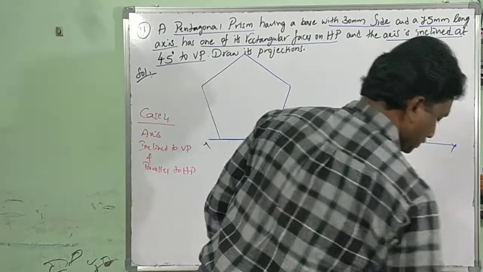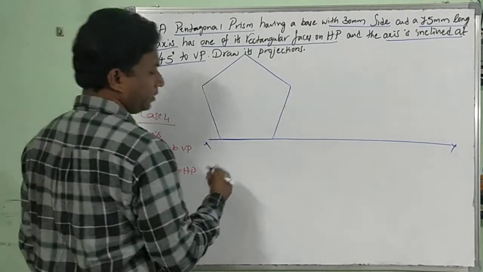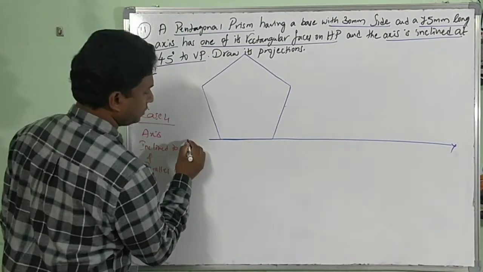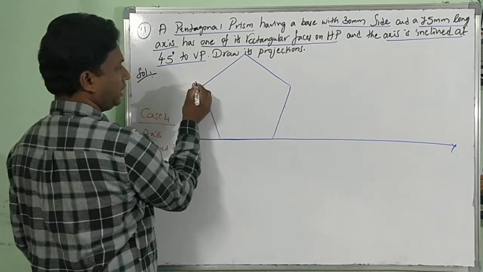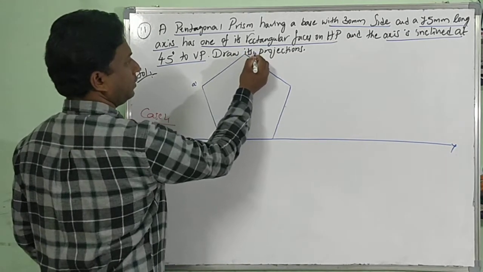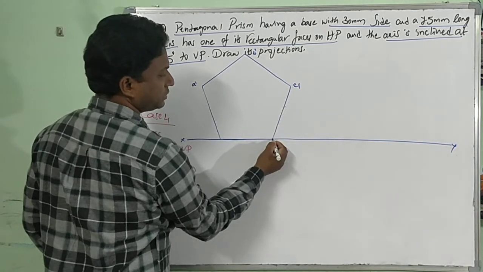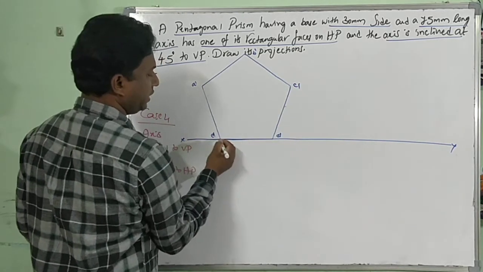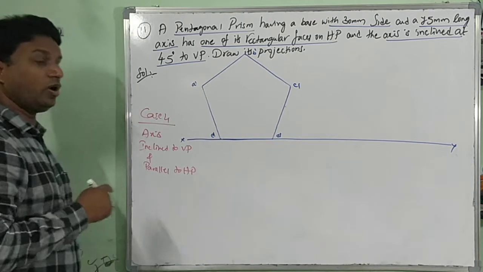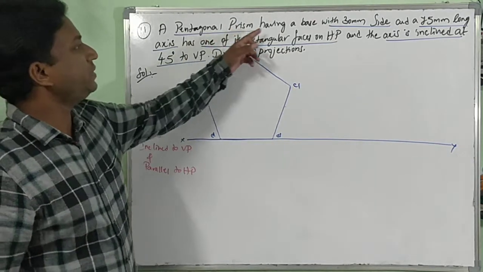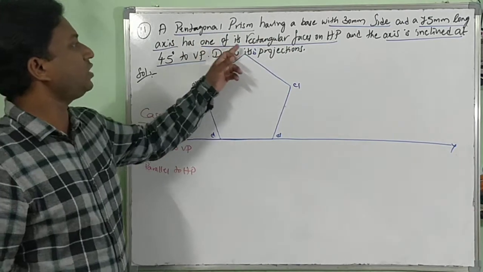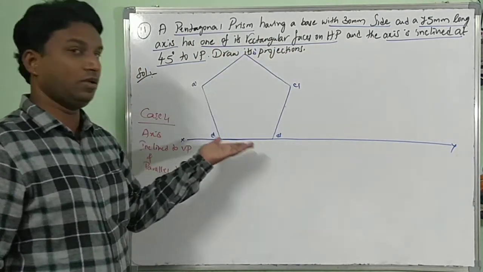Pentagon shape on XY line. Now mark the points in clockwise direction starting from here: A dash, B dash, C dash, D dash, E dash. It should be on XY line. Why? Because the pentagonal prism having base 75 has one of its rectangular faces on HP.